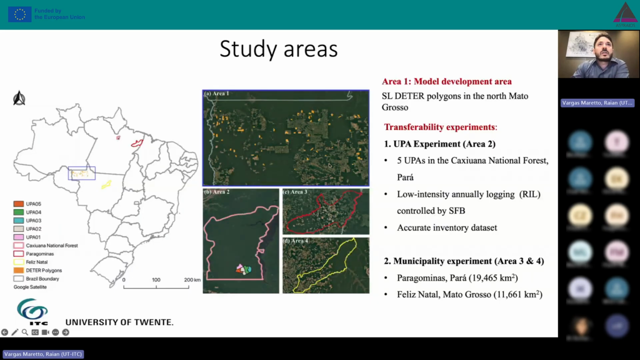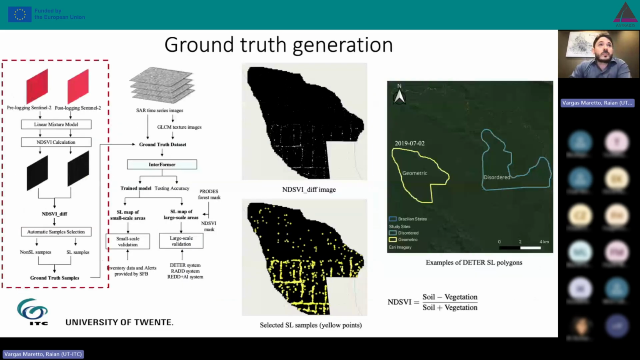After training that with these polygons, we generalized it to some protected units where we have data from the Brazilian Forest Service, where they are logged. So we have the GPS points with all the positions where the selective logging is happening. We also made some tests on a larger scale in 2 municipalities, Paragominas and Feliz Natal. Sorry, one in Pará, the other in Mato Grosso here. So those are the two areas. This was to test the transferability of the model.